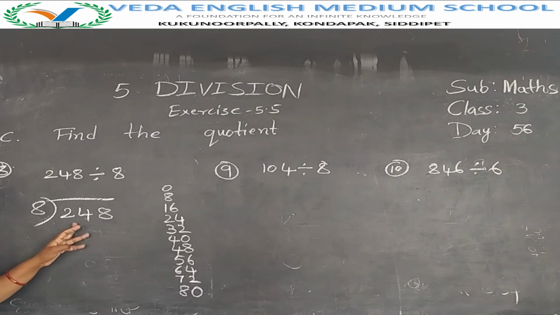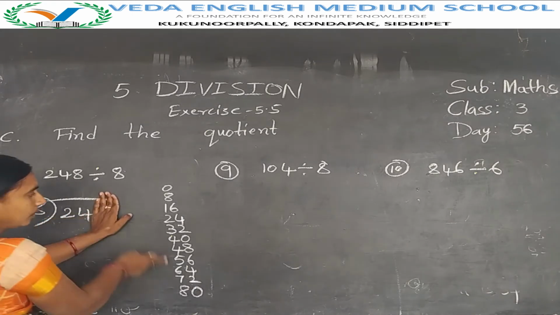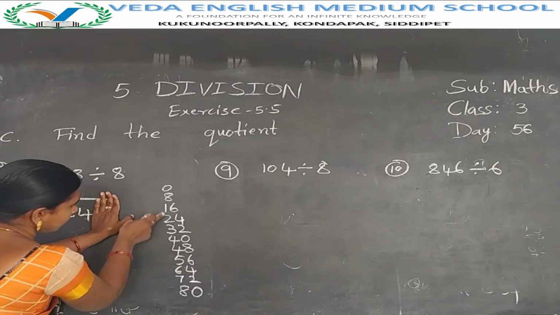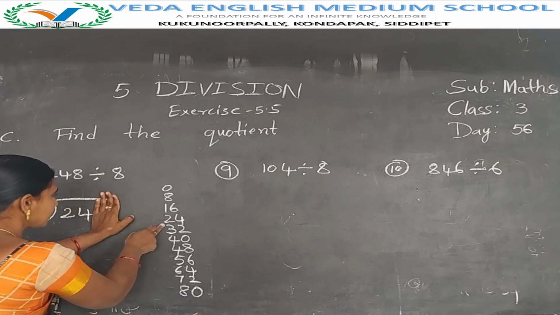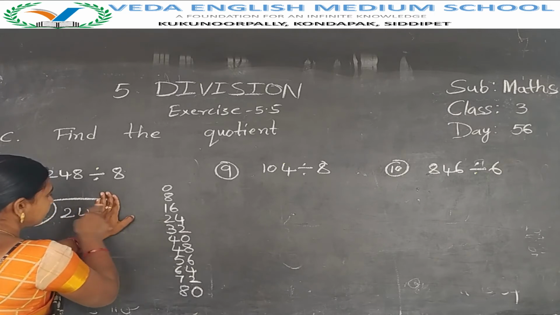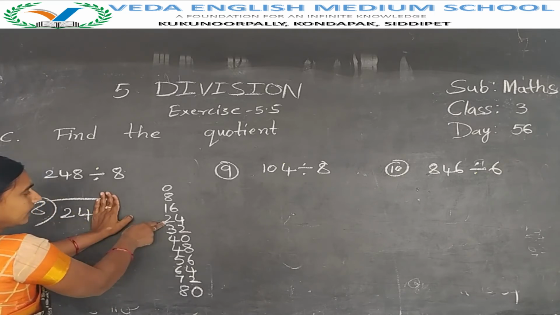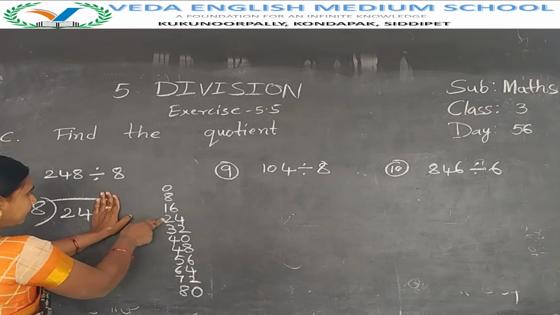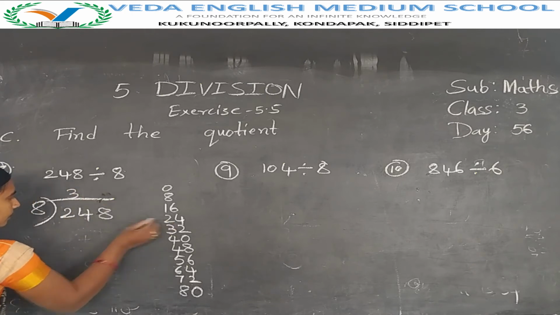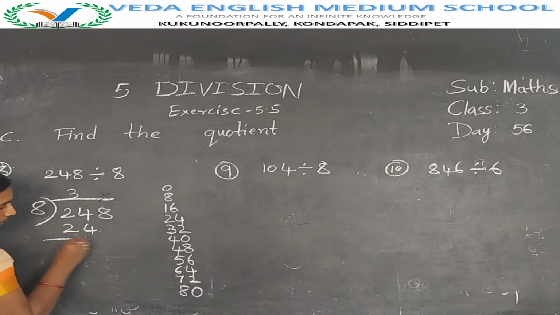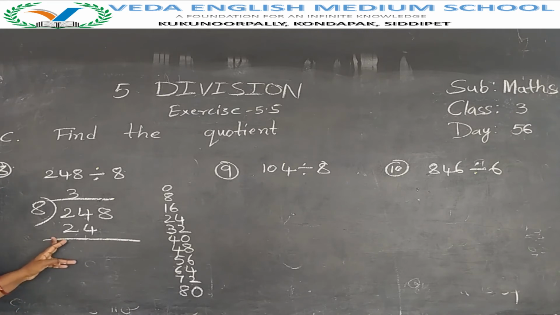See Nana, now take 2 digits. That is the first 2 digits, 24. 24, find out in this table. How many times? 3 times 8 is the 24. 3 times 8 is the 24. So 8 3s are 24. Okay. Now do the subtraction.